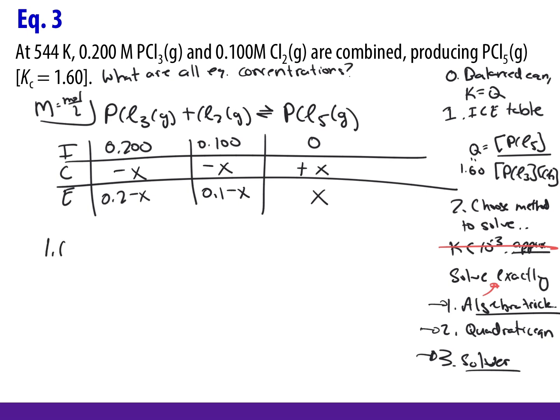So we plug into that K equals Q. 1.6 is equal to, looking at the equilibrium row, PCl₅ is x. So up on the top here we have x divided by PCl₃ is 0.2 minus x. And Cl₂ is 0.1 minus x. So that's our overall equation. 1.6 is equal to x over 0.2 minus x times 0.1 minus x. There's no simple algebra trick that will get us to the answer. So maybe let's first try the quadratic equation.